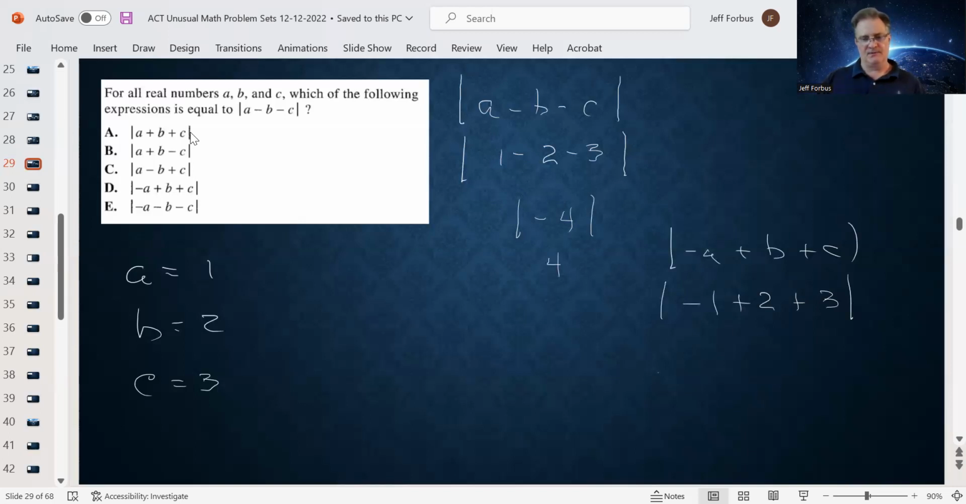Negative 1 plus 2 is 1. 1 plus 3 is 4. Absolute value of 4 is 4. So they both check. So therefore, answer choice D.